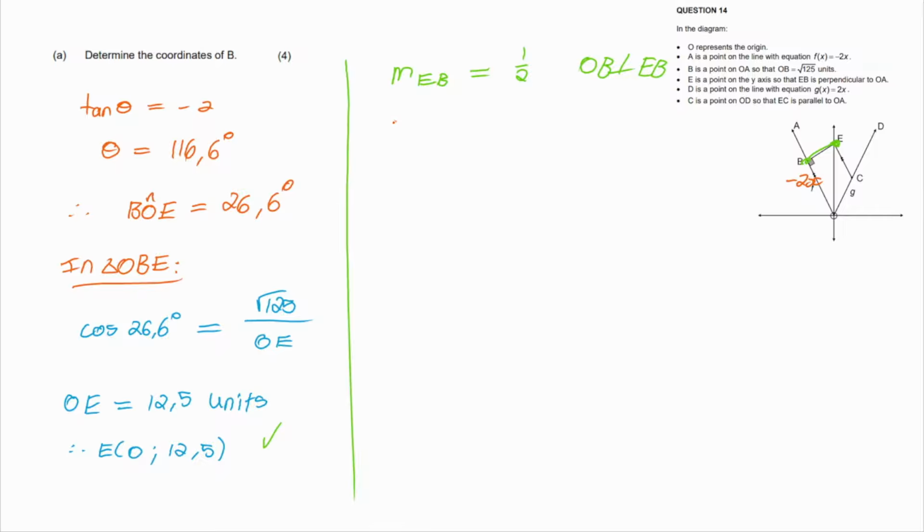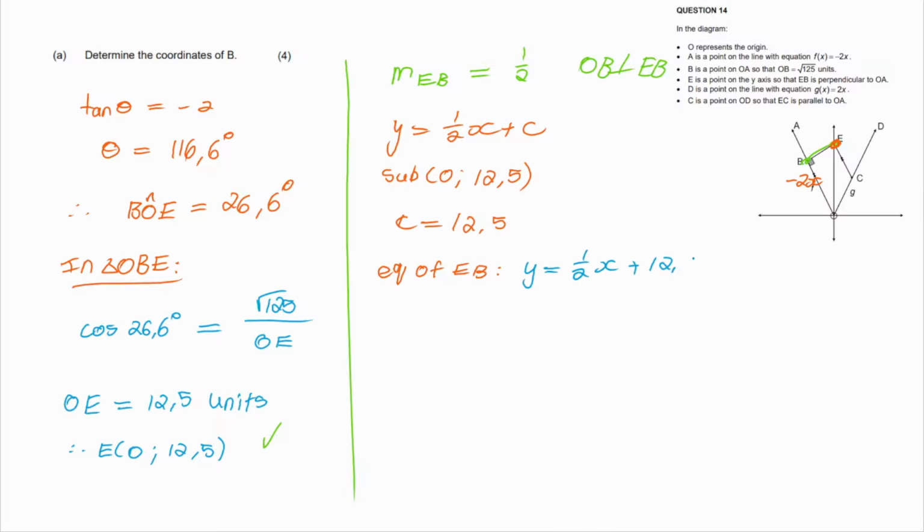For the equation of this line, we can just write y equals a half x plus c. Technically we know what the c is, but you could sub this point 0, 12,5 in, and you're just going to get that c is equal to 12,5. So the equation of EB is given by y equals a half x plus 12,5.